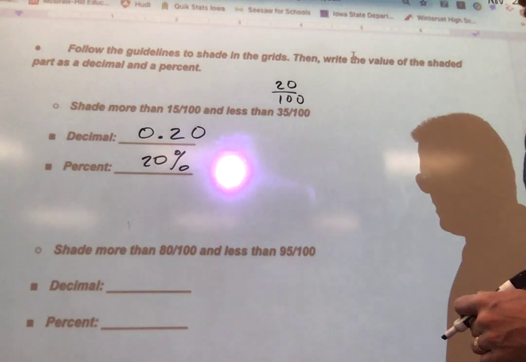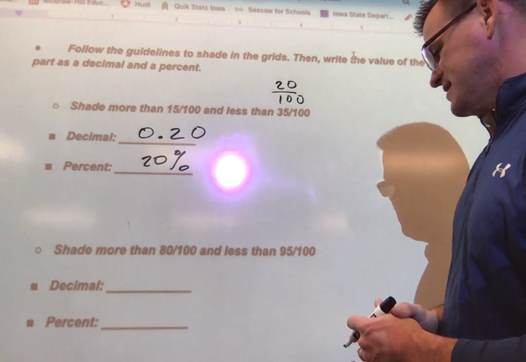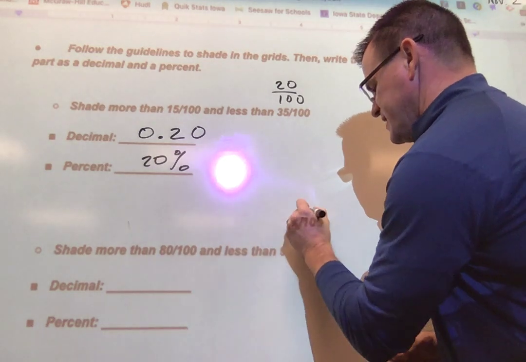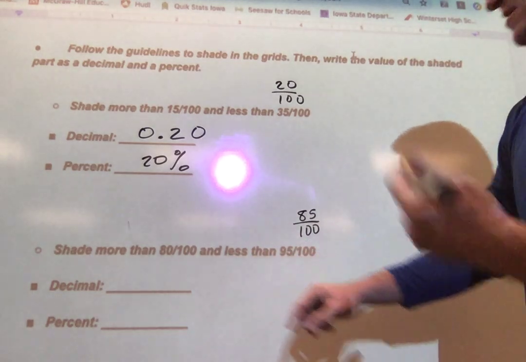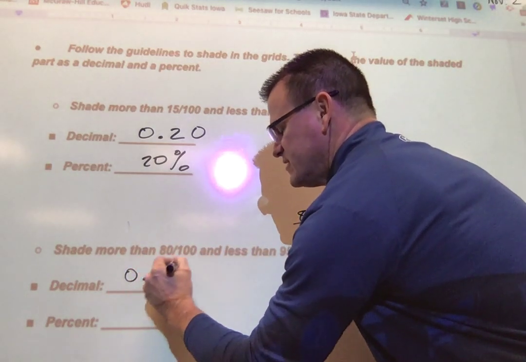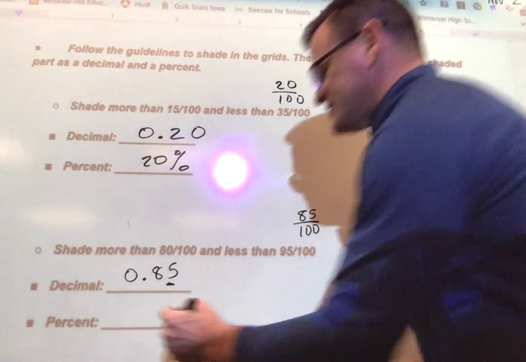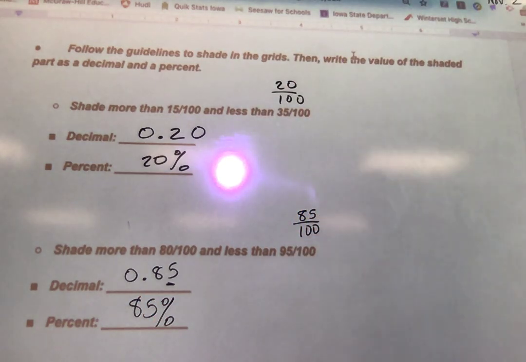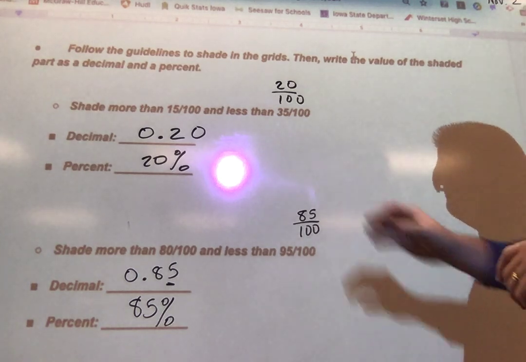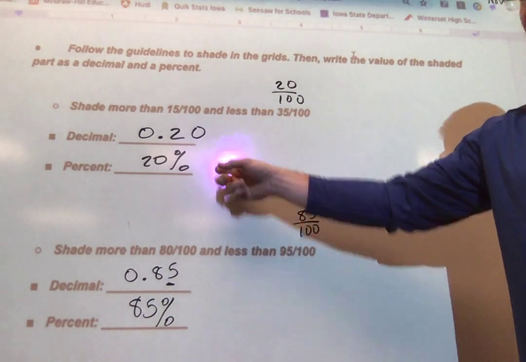And then on this one, I'm going to shade more than 80 and less than 95. So let's go something different here. Let's say 85. So I'm thinking 85 hundredths here would fall in between there. So the decimal is the hundredths. So I go out to the hundredths column, which I know is right there. So there's 85 hundredths. And we know percents are based out of 100. So there is 85%. You'd have to shade in 85 little squares on your hundreds block there. Okay. So again, kind of the basics of percents being based out of 100 and being able to say what they are as a decimal and a percent.